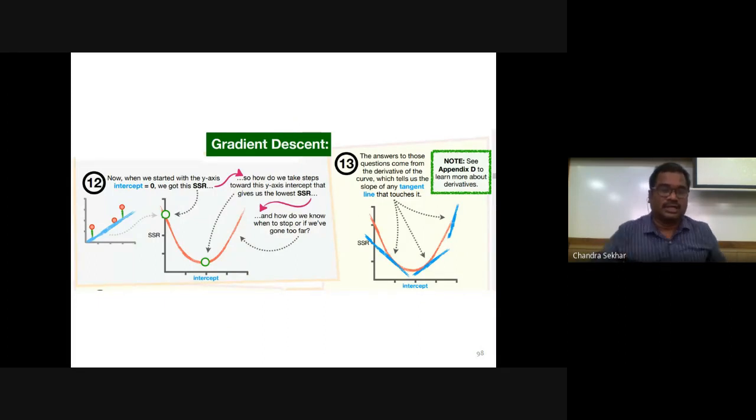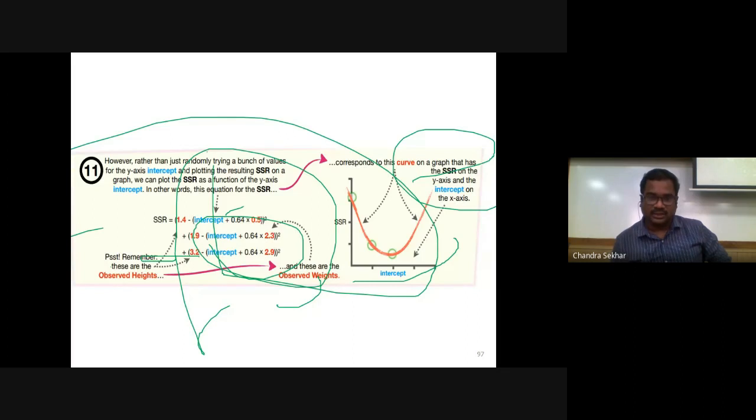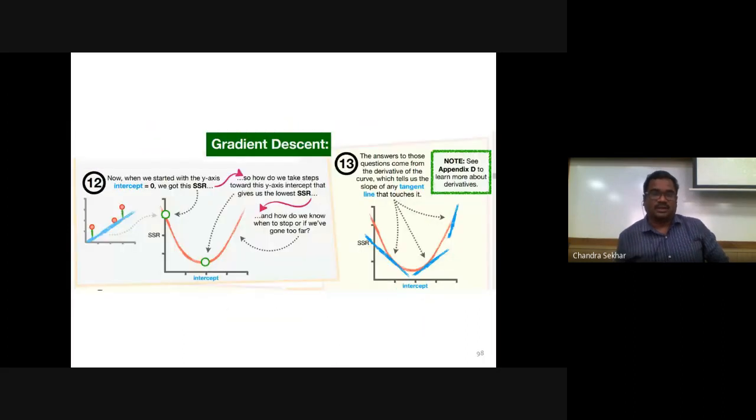Here, when intercept is equal to 0, we are plotting the value at 3.1. Now which direction do we have to move? That is most important. Whether I need to move towards the left or towards the right, that direction will be given by the gradient descent. So what is the gradient here? How do we come to know that?